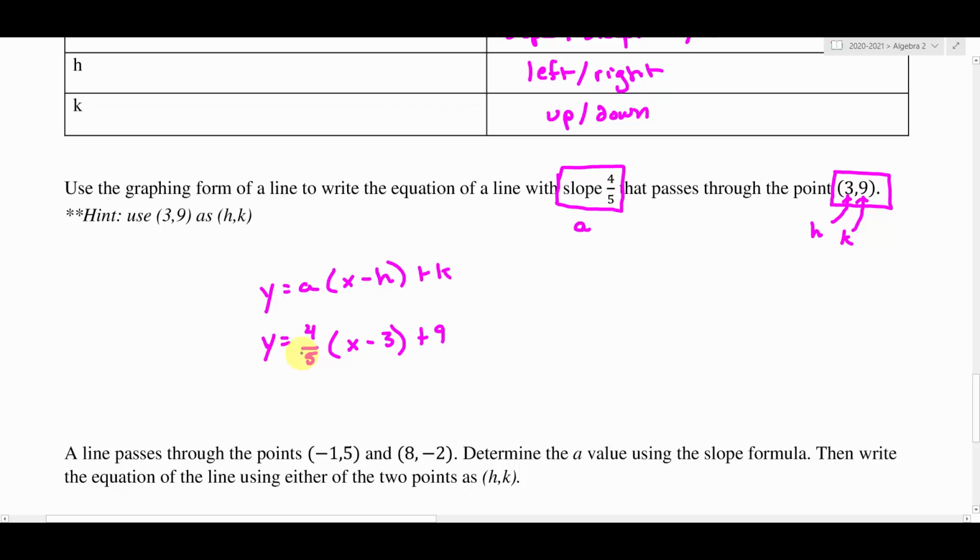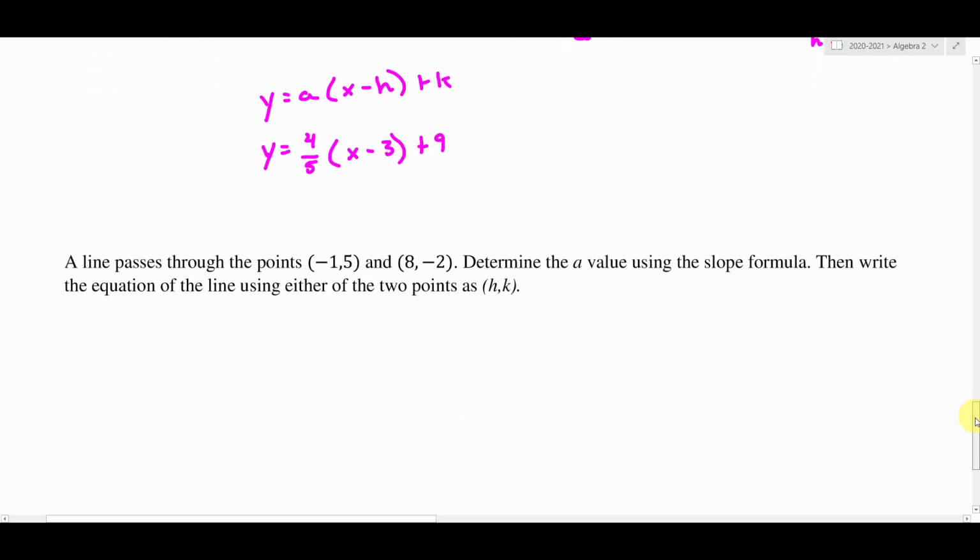Okay, so not really much different than what we've been doing with the other functions. It's just there's a new tie-in, a new link between the stretch and the slope when it comes to lines. Okay. All right, let's try one more here.